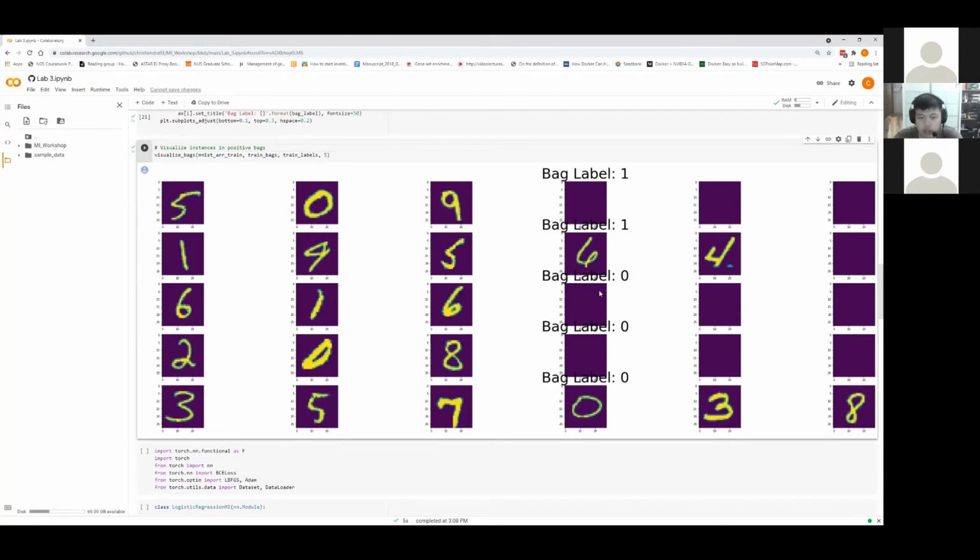So if you visualize this, I think the rule is that if it contains a digit 9 and 6, it's labeled as 1. Or if it contains 9, it's considered label 1. If it contains 9 and 6, it's also labeled 1. But if only 6, I don't exactly remember, but this has some kind of composite rules to it. Let me check. Oh, sorry, it's not 9 and 6. In this example, I think I created it such that it is labeled 1 if it contains 9 and 5. But if it contains only 9 or only 5, like for example this bag, it contains a digit 5, but it's labeled 0. So this is slightly more complicated because it involves 2 different digits.